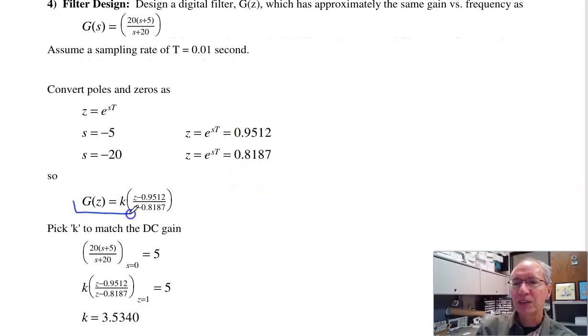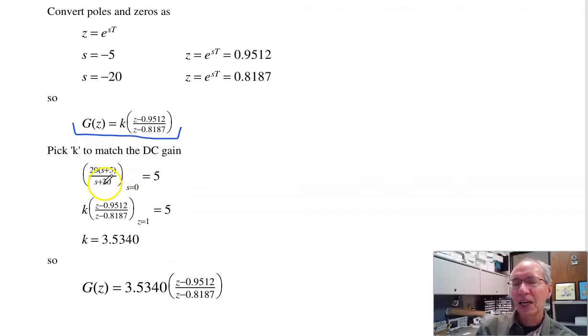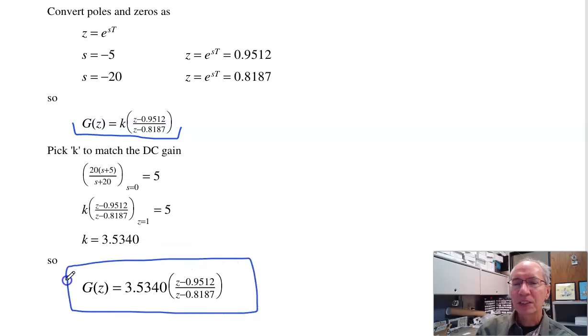So here's the form of K of Z. To find K, pick a frequency and match the gain, typically DC. At DC, the gain is 5. Pick K, so this also has a gain of 5, making K 3.54. So that's the equivalent G of Z. And that is test number 3 for ECE 376.